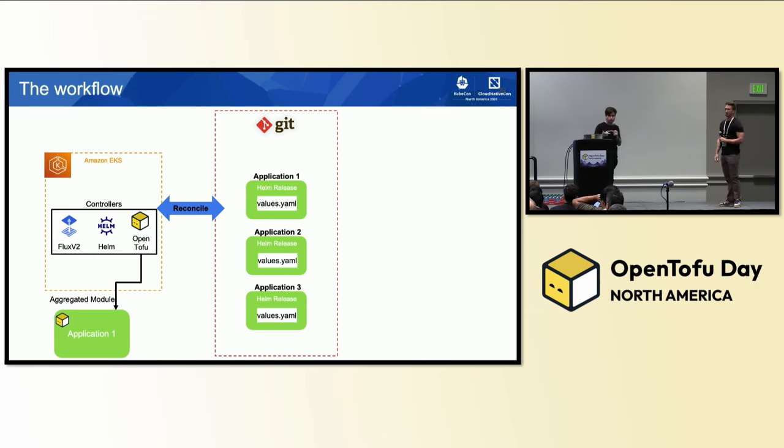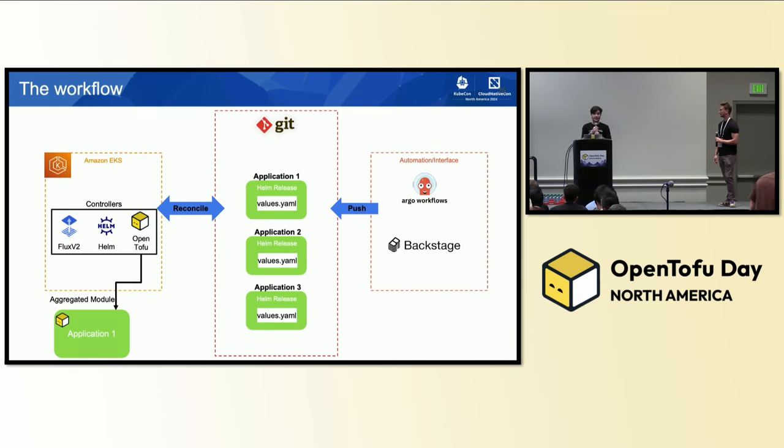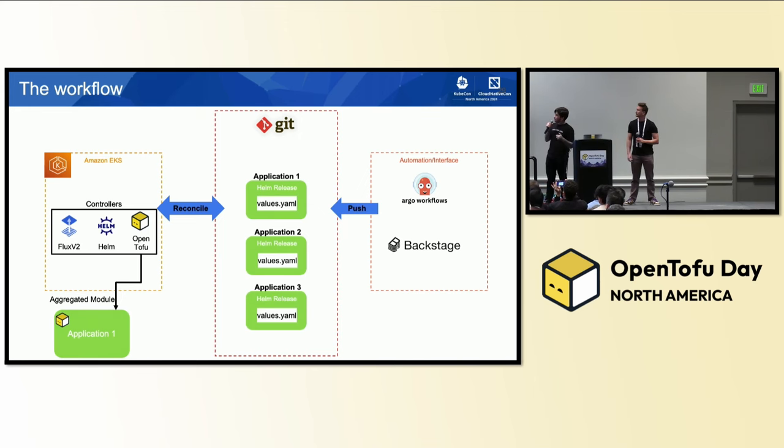Flux will use the Helm controller to provision the Helm charts and the OpenTofu controller to provision the application infrastructure. And then, as Tiago was mentioning, we'll persist the state and the Terraform plan as secrets on the namespace where it's executing. In our tool, we also cover the automation interface. The deployment component of this solution is Flux. Argo or Backstage or even Jenkins could be used only to push templates to the repository. Once the template is there, it's not up to Jenkins, Argo Workflows or Backstage anymore.